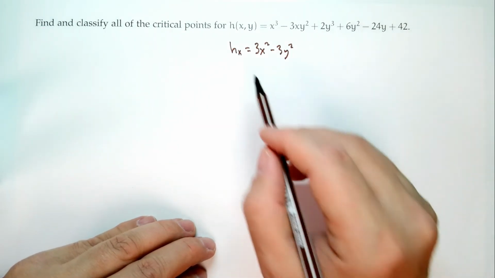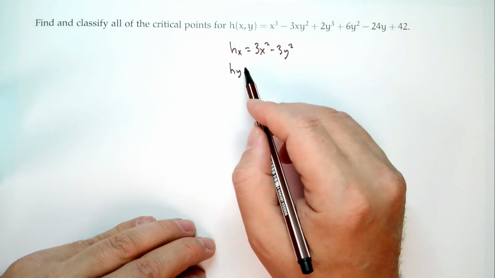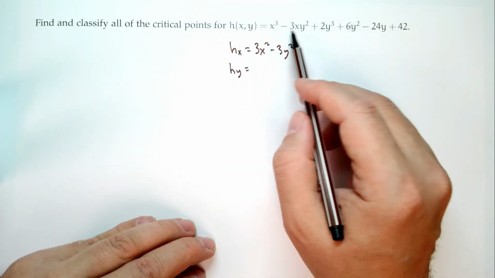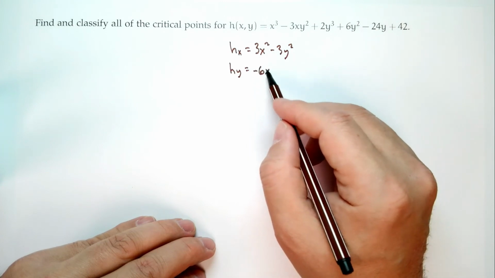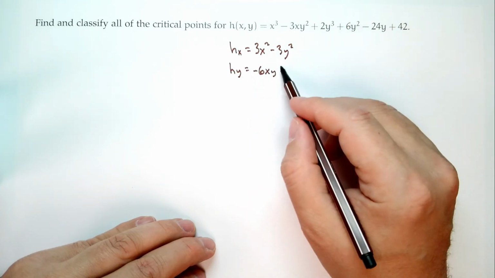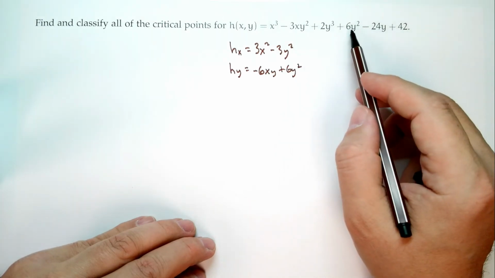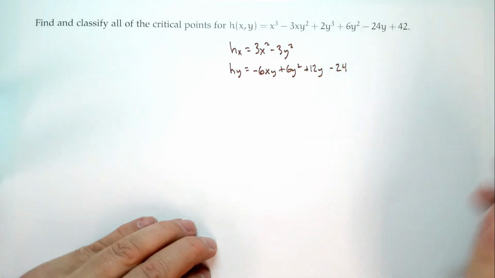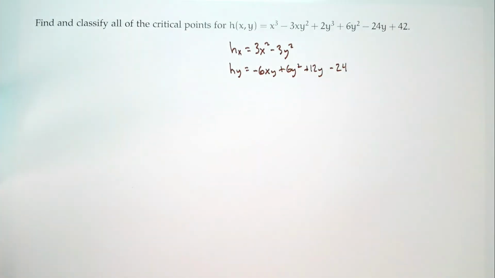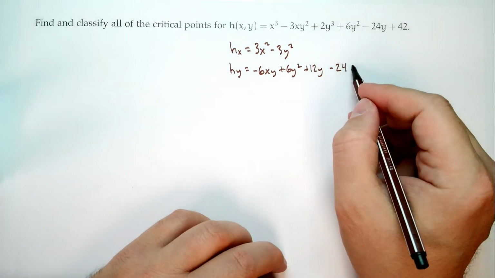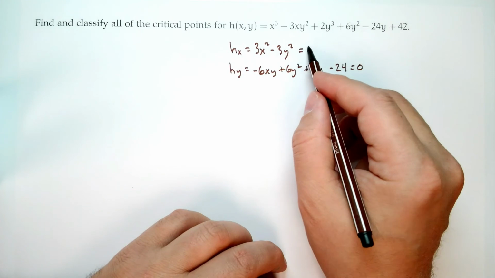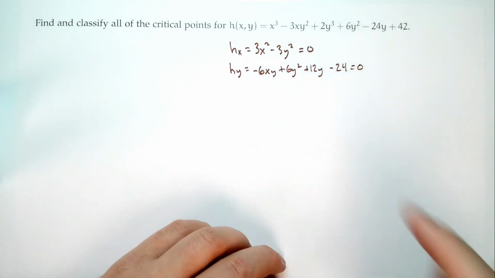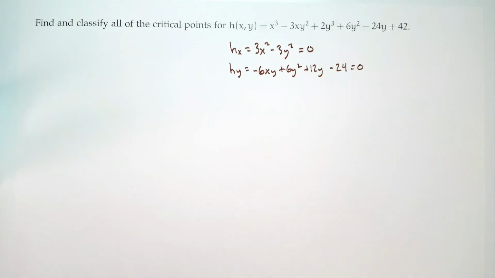Well, that's pretty good. And now, what is h sub y? Probably a lot more. Nothing there. Well, there, minus 6xy plus 6y squared plus 12y, and minus 24, 42 goes away. Now, oftentimes when you're doing this, you say, okay, I need to set them equal to 0. It's often better to focus on one of them. And looking at these two terms, I would say that if I were going to focus on one of them, I want to focus on the h sub x. It has fewer parts. Fewer parts is usually easier to work with.